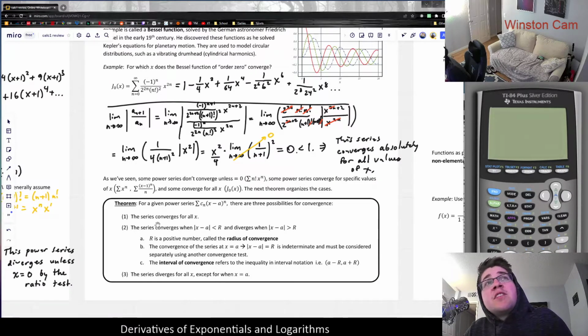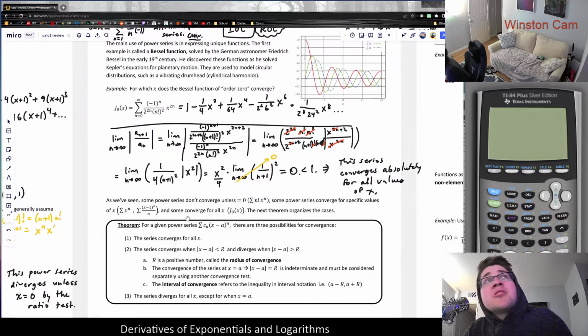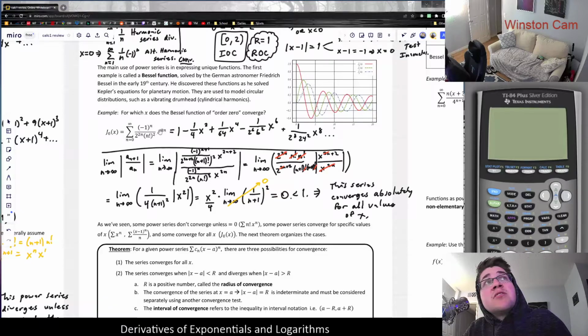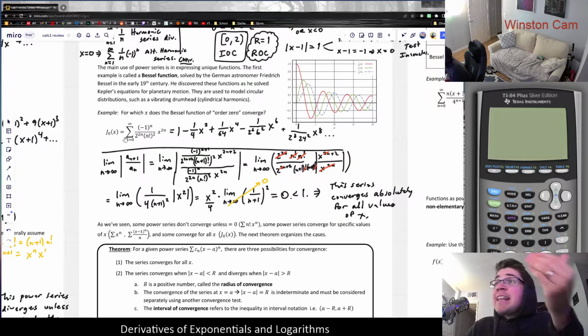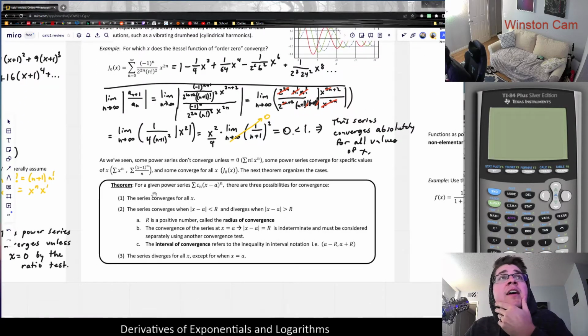There are three possibilities for convergence of a power series. Case number one, the series converges for all x. Much like the Bessel function, when we solve our limit via the ratio test, if we get conclusively that it's 0 or less than 1 regardless of x, then it converges for all x. That means this function, such as the Bessel function J0 of x, you can plug in any x you want. The domain of this function is all real numbers. There are no problem areas. Anything is valid.